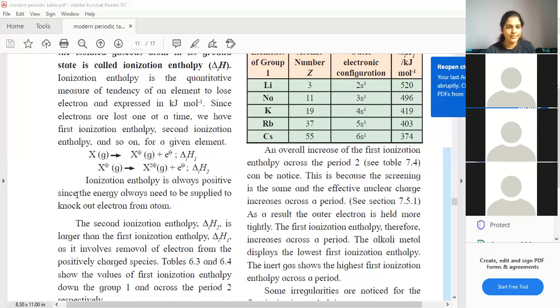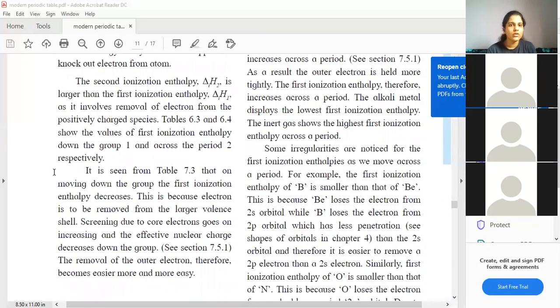Let us see what is written ahead. The second ionization enthalpy, that is delta IH2, is larger than the first ionization enthalpy. You all can mark this statement also. Mark it and underline it. Students, I just explained to you all what is first ionization enthalpy, second ionization enthalpy. First ionization enthalpy means energy required to remove the first electron. Second ionization enthalpy means energy required to remove the second electron.